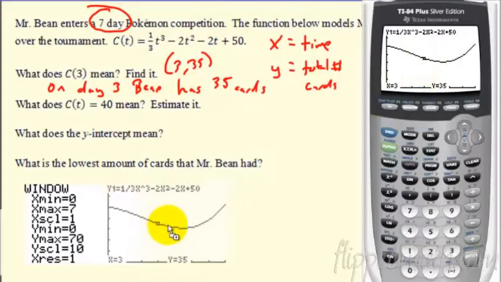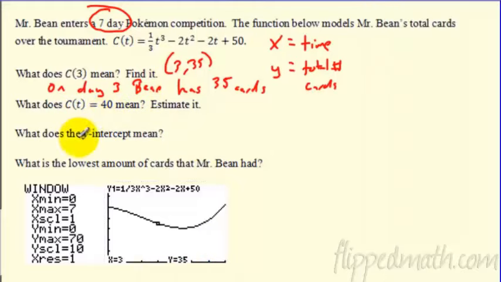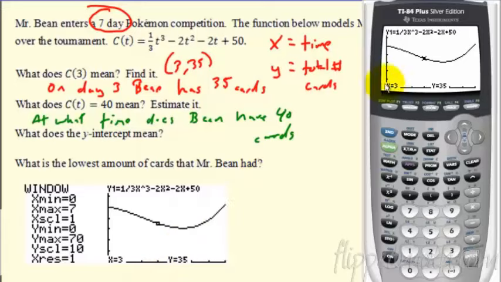Pull that one over too. Might as well load them up, get some pictures in there. Looks nice. Excellent. So what does C(T) equals 40 mean? Ooh, that's a little bit different. So now I'm saying, okay, this means what? At what time, or on what day, does Bean have 40 cards? I want to know when will Bean have 40 cards. So let's go back to our graph and take a look.